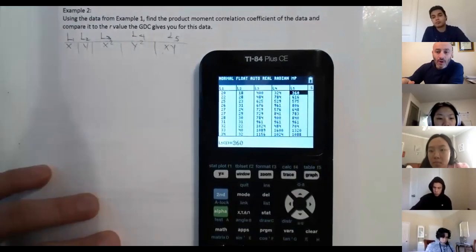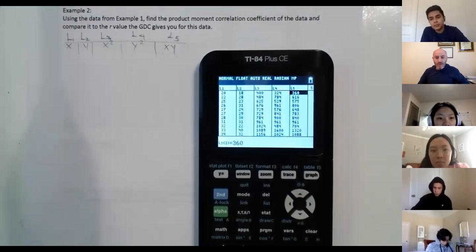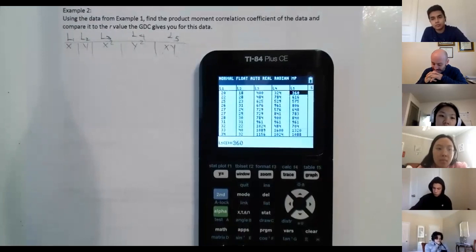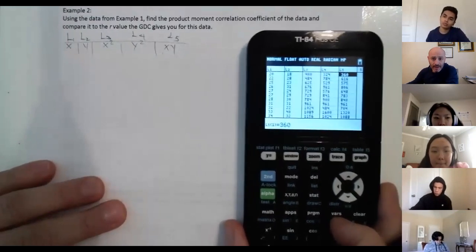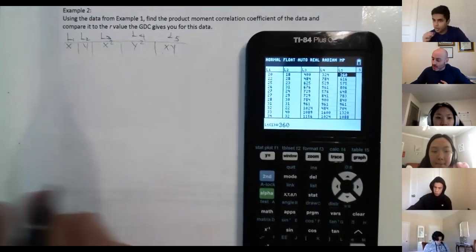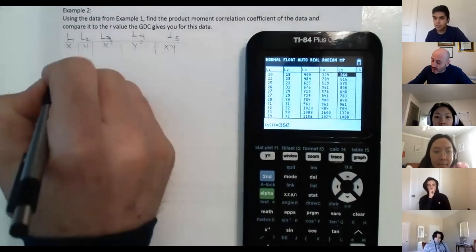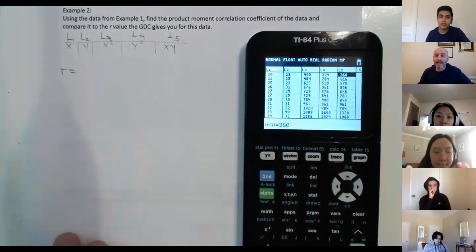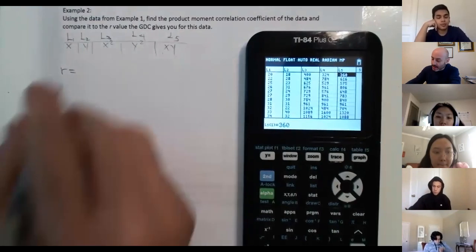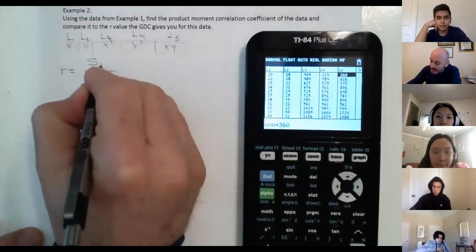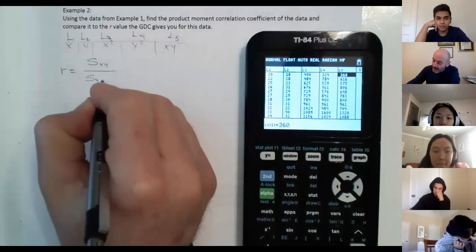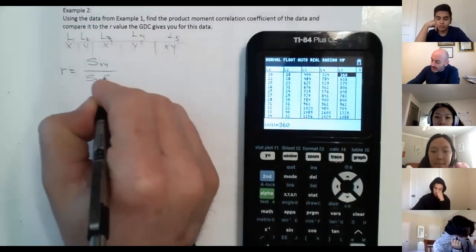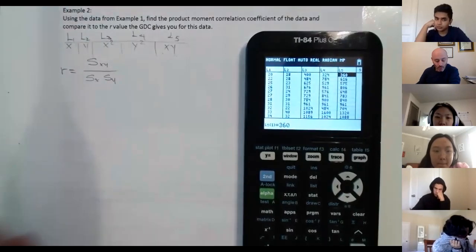And that's all the information we're going to need, all right? So I don't know if you have taken a look into your book, but this is the correlation coefficient formula that we have to dissect. So R is S_XY over S_X times S_Y. So what is all that?